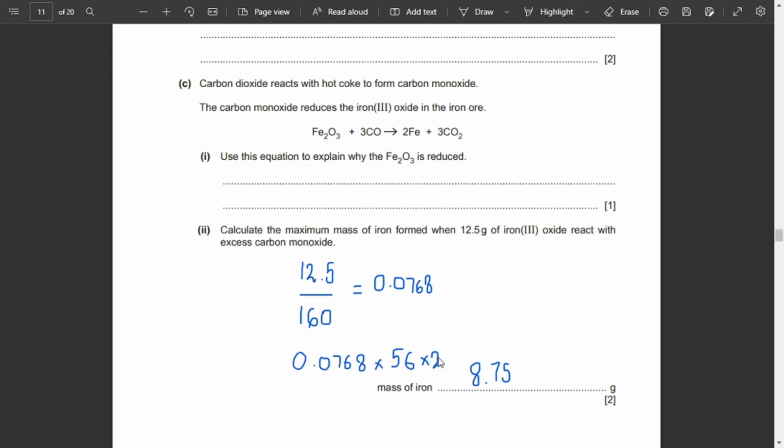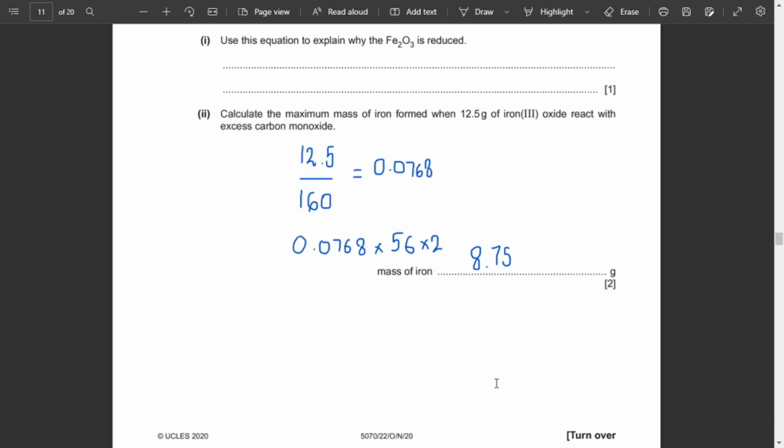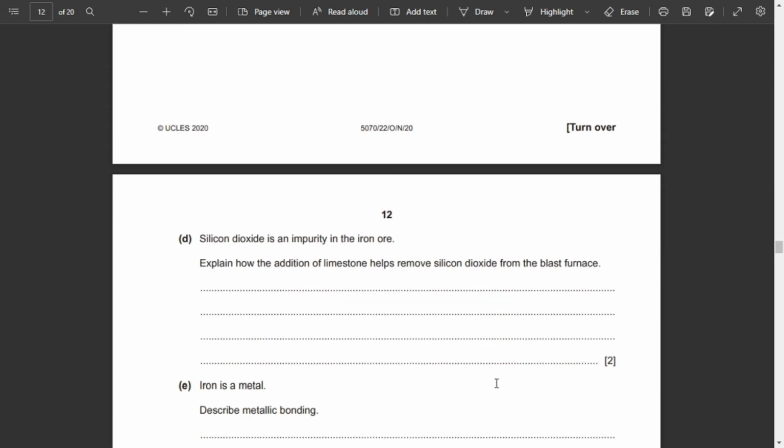it with 2 to find the total moles. So we are going to do 0.0768 multiplied by 2, and this gives the total moles of iron. And why did I multiply by 56? Because we are supposed to find the mass of iron. As per the periodic table, the Ar of iron is 56. So we multiply it, and here we will get the mass of iron. Pretty simple question, very basic moles question, and that's how you are going to get 2 marks.